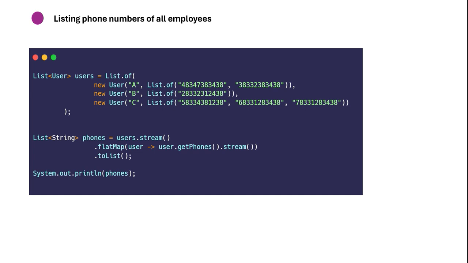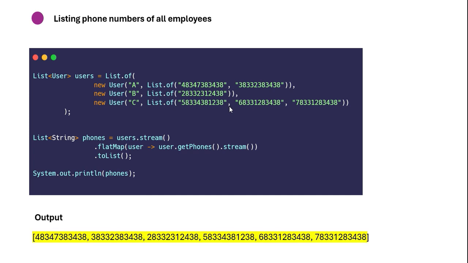In that case, what we can do here is get the phone numbers, user.getPhones, and we can stream it. We stream all those things, and then we flatten them out. So we'll get a list in a similar manner. Let's say we want to get a list of phone numbers or hobbies and all that stuff, we can use this flatMap so that we can get the listing of all the phone numbers of all the employees.